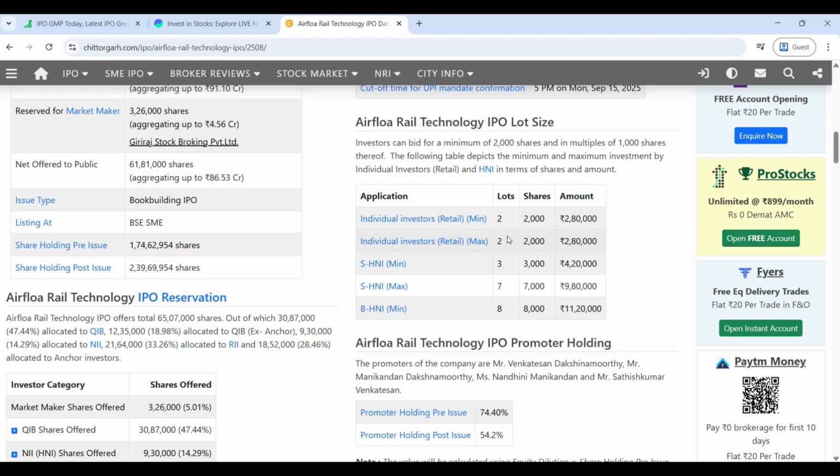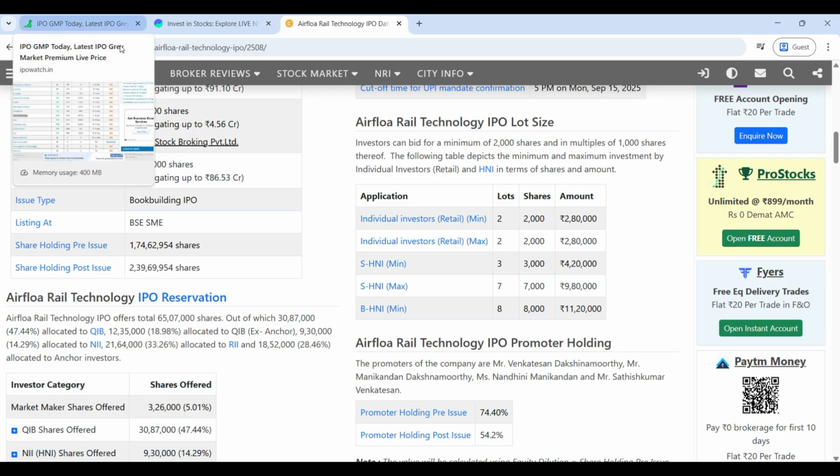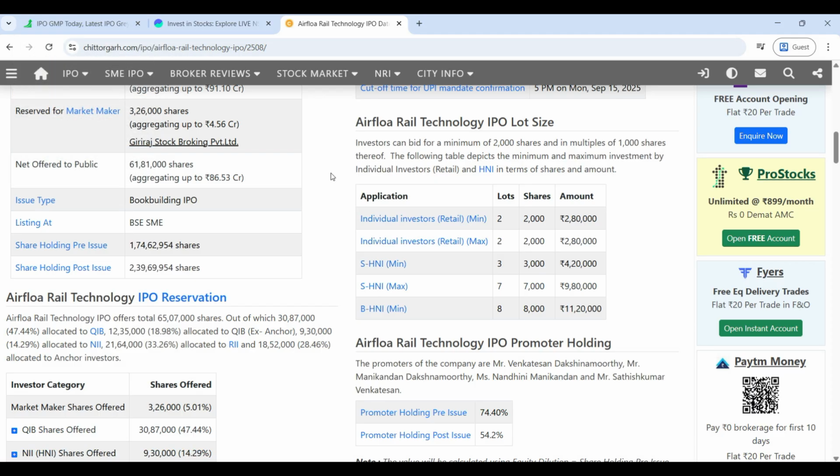This is not long-term investing. This is not based on fundamentals. This is purely based on demand and supply. For example, for this stock, there is a huge demand because of which gray market premium is huge.